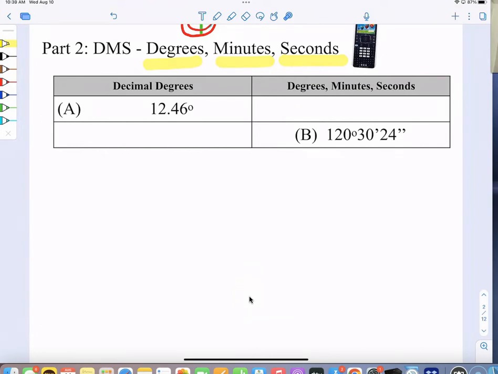Welcome back to 4.1 part 2, DMS: degrees, minutes, and seconds. You're like, what? Degrees, minutes, and seconds in angles? What does that have to do with angles, right? We're not learning how to tell time, but we do have degrees, minutes, and seconds actually.